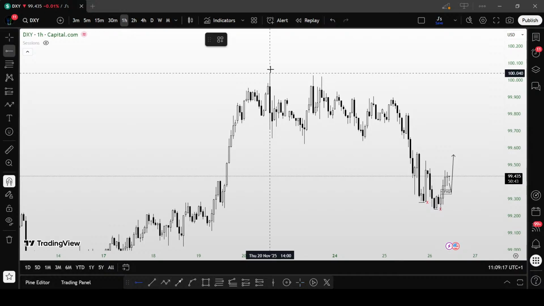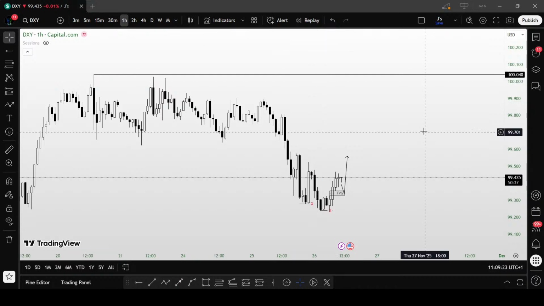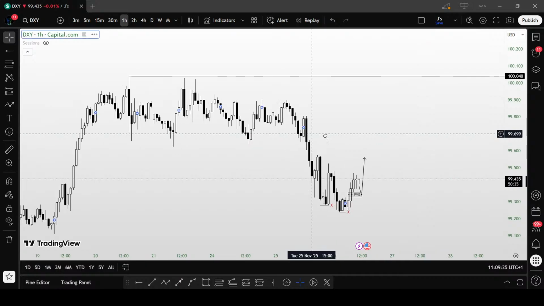So this is going to be my target. All right, that there is my DOL, or my draw on liquidity.